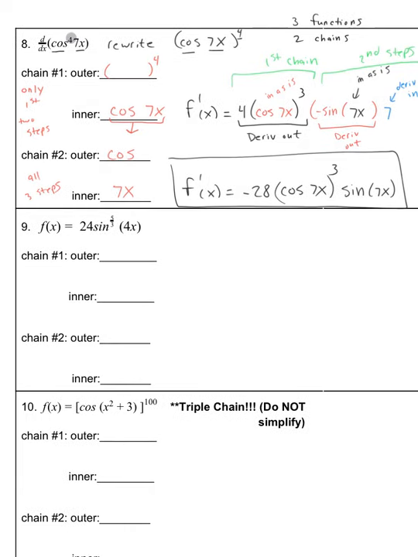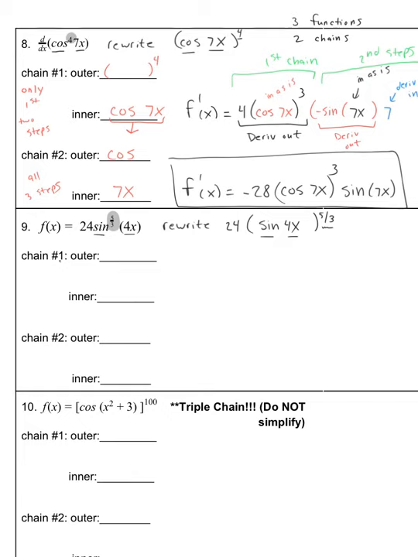Okay, number 9. Again, you see that funny trig notation. This 5/3 applies to everything immediately to the left and to the right of it. So rewrite it. Okay, the 24 is still out front, but it's the sine of 4x all to the 5/3. Then you can easily see what's going on. We have 3 functions. We have the sine, we have 4x, and we have something to the 5/3. So 3 functions, 2 chains right here.